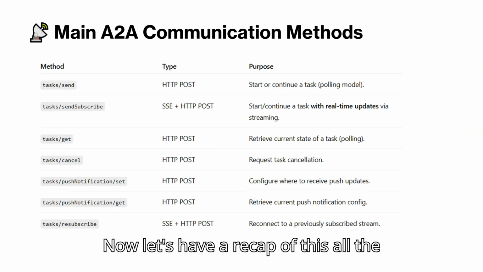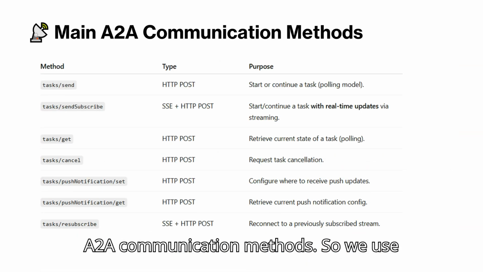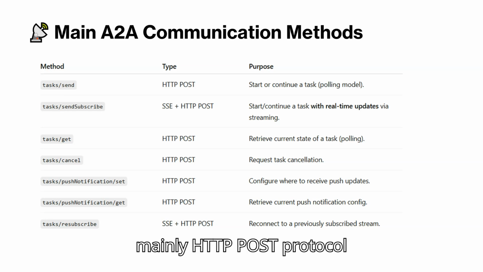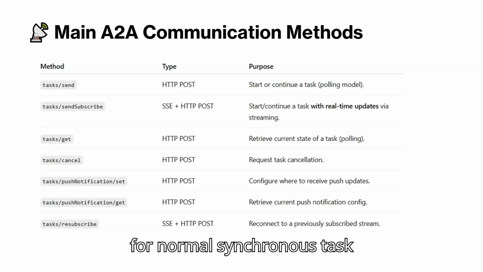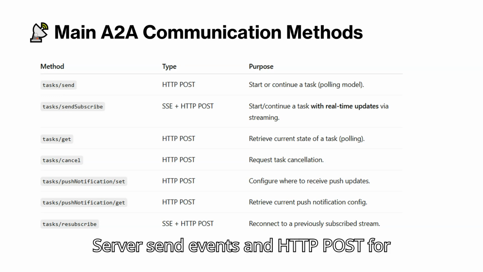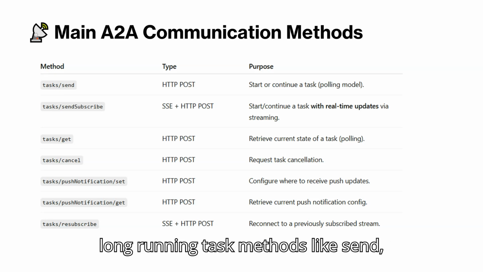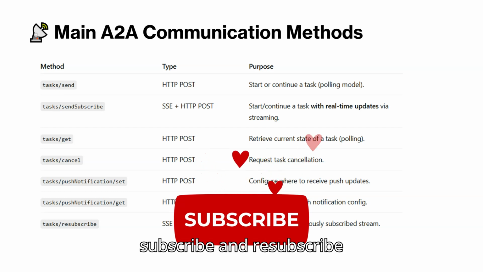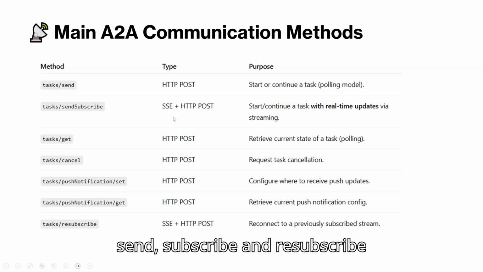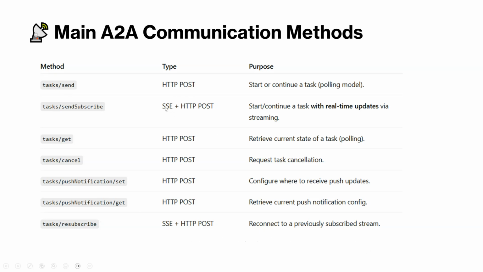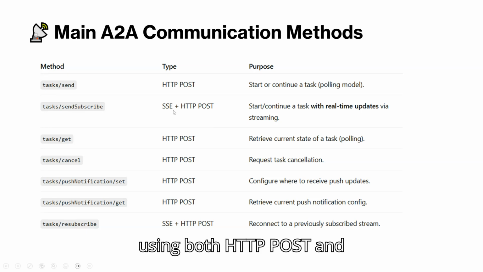Now let's have a recap of all the A2A communication methods. We use mainly the HTTP POST protocol for normal synchronous task methods like send, get, and cancel, and we use server-sent events and HTTP POST for long-running task methods like send, subscribe, and resubscribe. But if you look here, send, subscribe, and resubscribe use both HTTP POST and SSE.